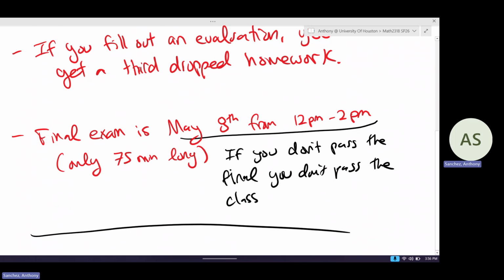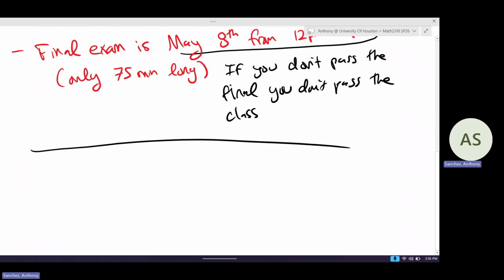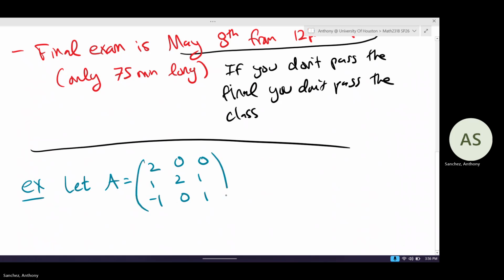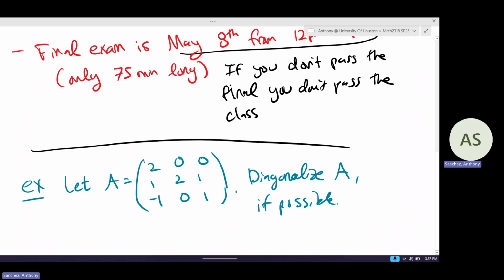All right. Armed with that, I will go ahead and start with some examples from diagonalization just to get things started. So let A be this matrix, and diagonalize A if possible. So of course, diagonalize means make A look like a diagonal matrix.